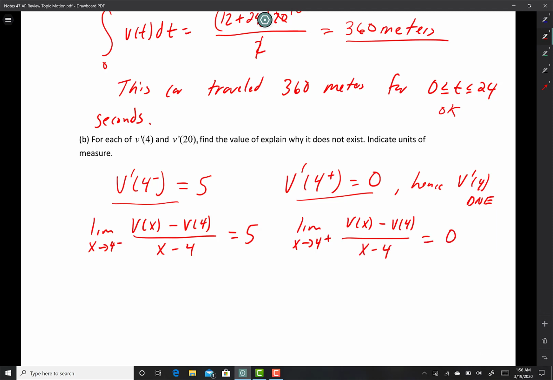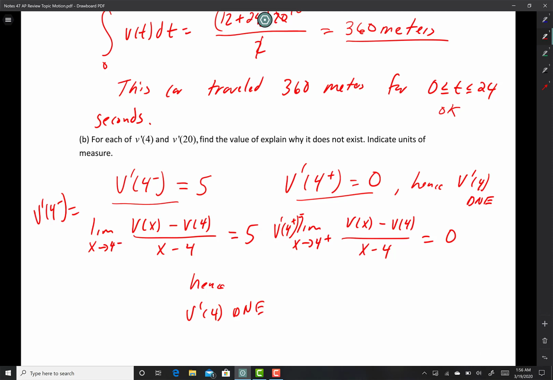And in case you're wondering what is all this mumbo jumbo, guys, this is the definition of a derivative. So I'm saying that my derivative from the left is 5, my derivative from the right is 0. And so there it is. Because my limits as I approach 4 from the left and the right do not match, that means that my derivative at 4 does not exist. Hence, v prime of 4 DNE. This is v prime of 4 from the left, and this one is v prime of 4 from the right. I hope that made sense, guys.